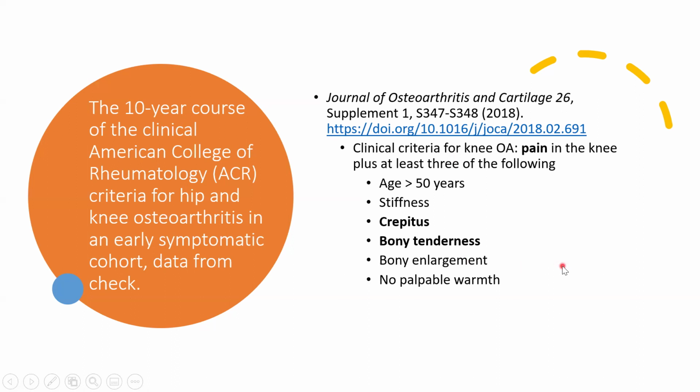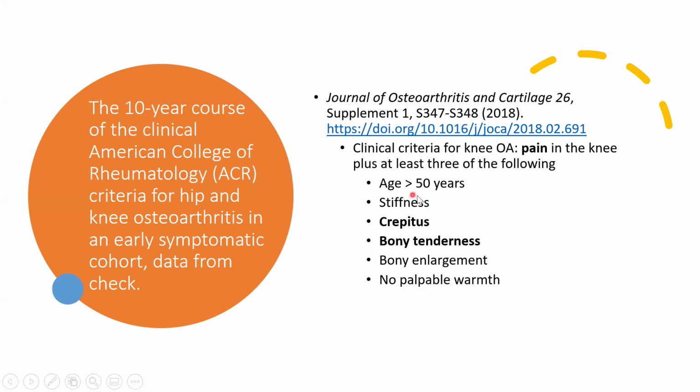In fact, only 8% of the roughly 900 participants actually consistently met this criteria year after year after year. But the ones that were most consistent are the ones I highlighted in bold: pain, crepitus, and bony tenderness when you palpate them. They are the most consistent diagnostic criteria that they find.